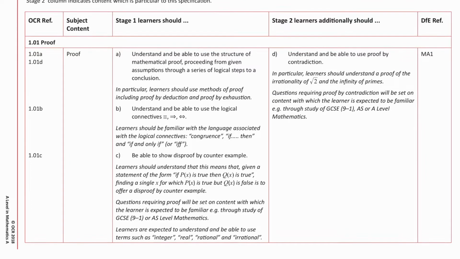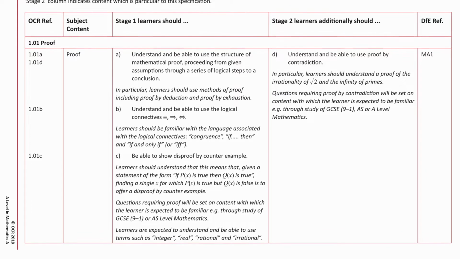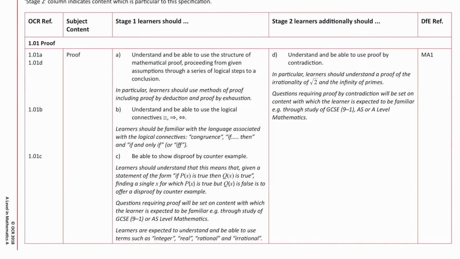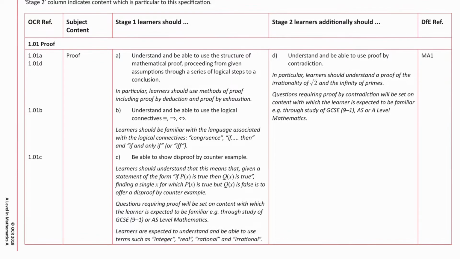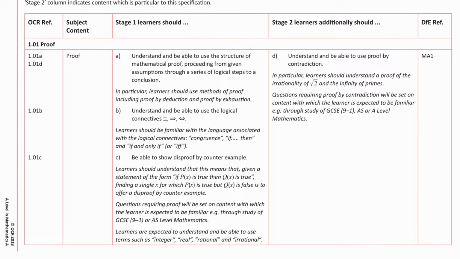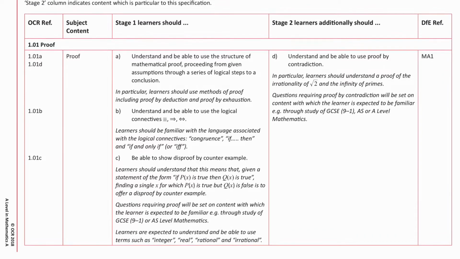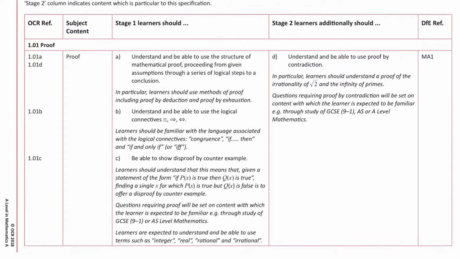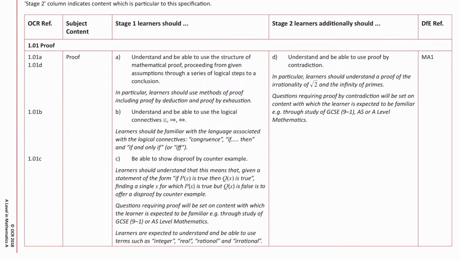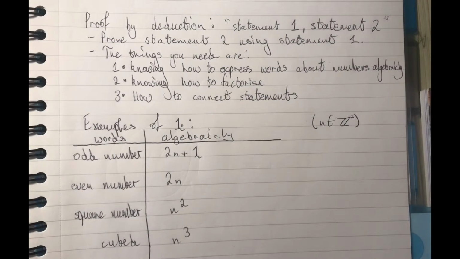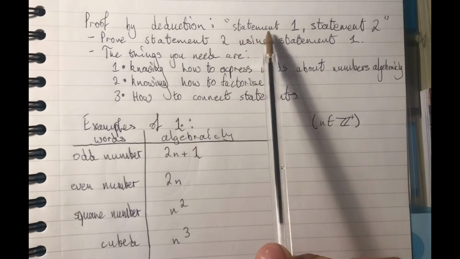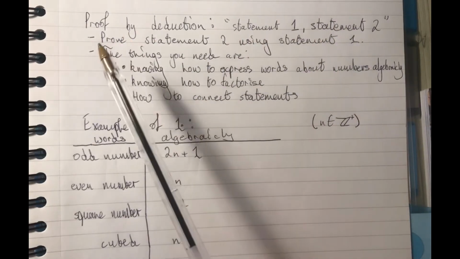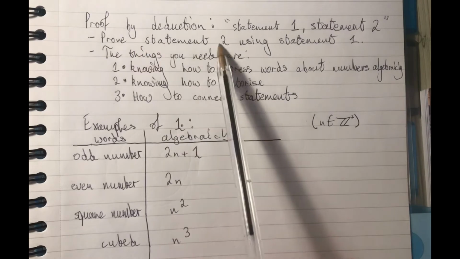Let's get into it. So A says, understand and be able to use the structure of mathematical proof proceeding from given assumptions through a series of logical steps to conclusion. In particular, learners should use methods of proof including proof by deduction and proof by exhaustion. So a proof by deduction is when you have two statements, statement 1 and statement 2, and you're trying to prove statement 2 by using statement 1.